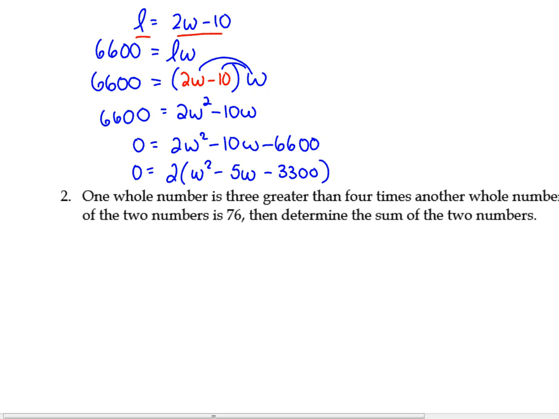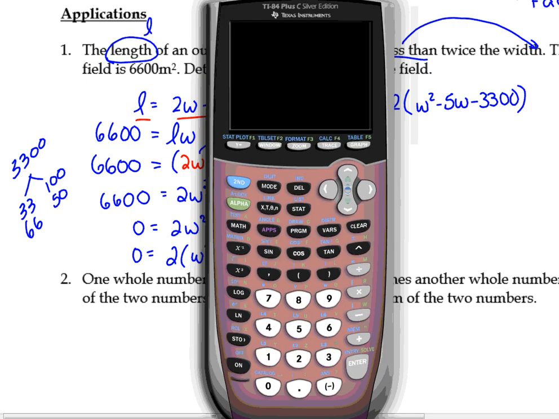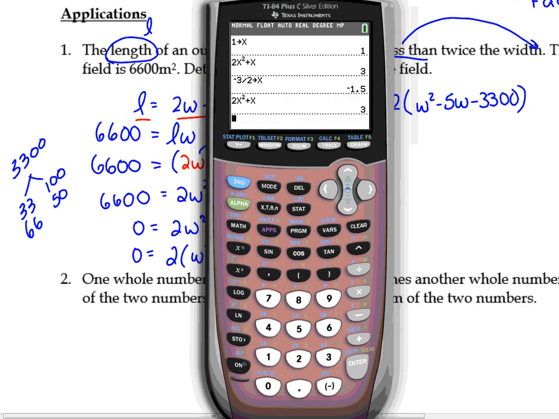Anyone factor it yet? It's going to take some work. I'm just going to write it again up here so I have it. All right, 3,300. Well, you know that 33 times 100 is equal to it, would you agree with that? So then 66 times 50, right? We have to look at our products. I know it's going to be in there somewhere. Did anyone find it yet?